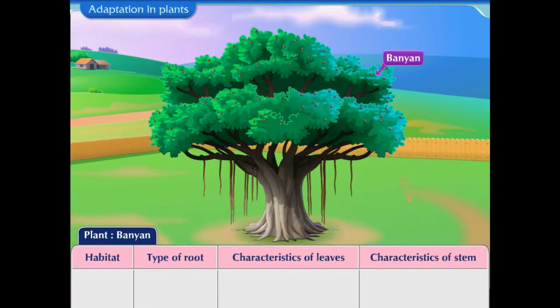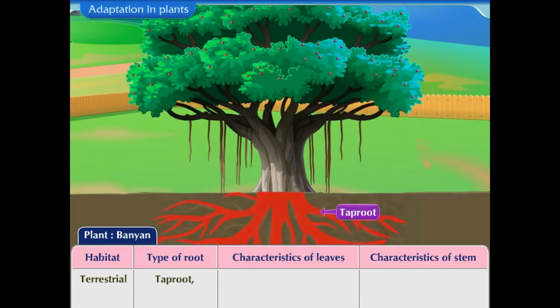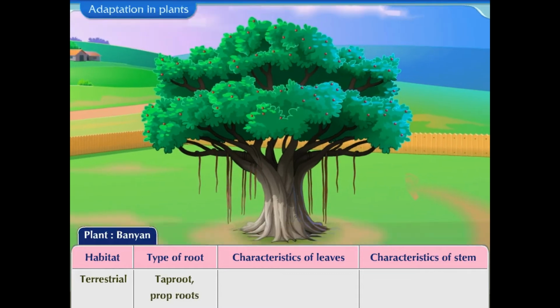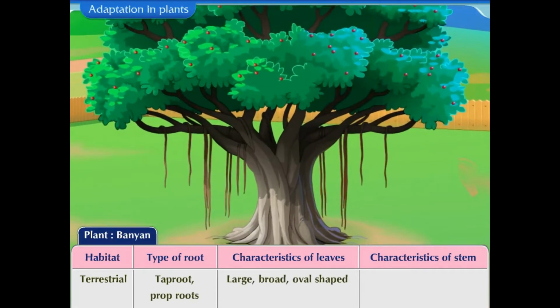The banyan plant grows on land. Banyan roots are a type of taproots and their prop roots are a type of aerial roots. The leaves of this plant are large, broad and oval-shaped. The stem of this plant is thick, hard and strong.